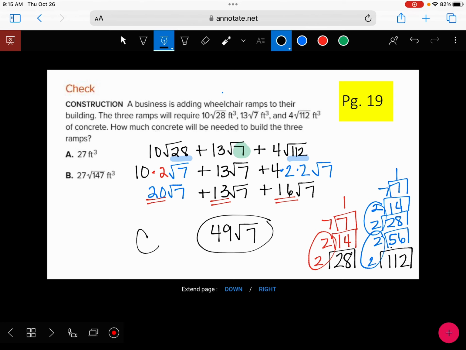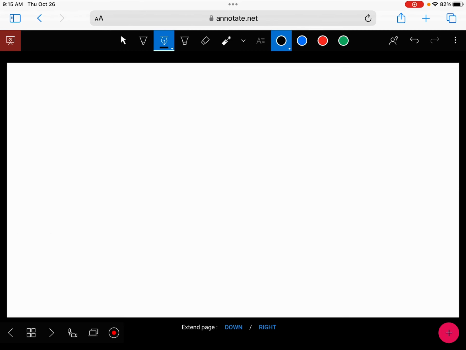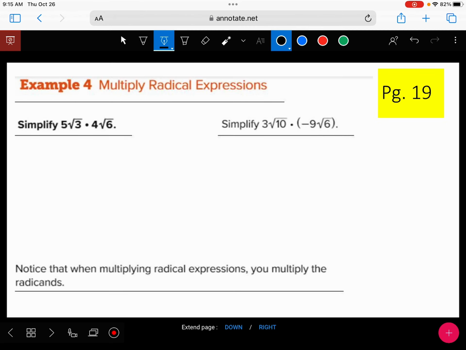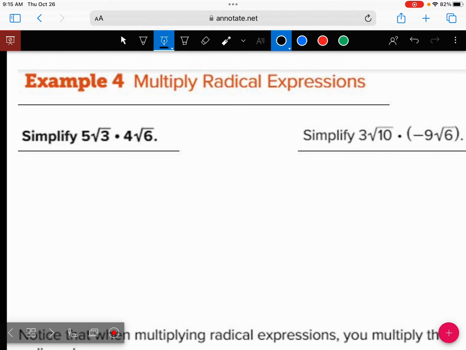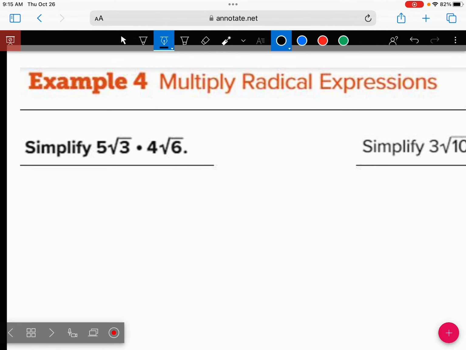All right, so we're actually just about done. Yesterday we talked about adding, and today we're going to talk about multiplying. When you multiply, we're going to start by multiplying the numbers in front. So the numbers in front would be 5 times 4, and 5 times 4 is 20. And then you're going to multiply your square roots. So 3 times 6 is 18. Go ahead and build a cake with the 18.